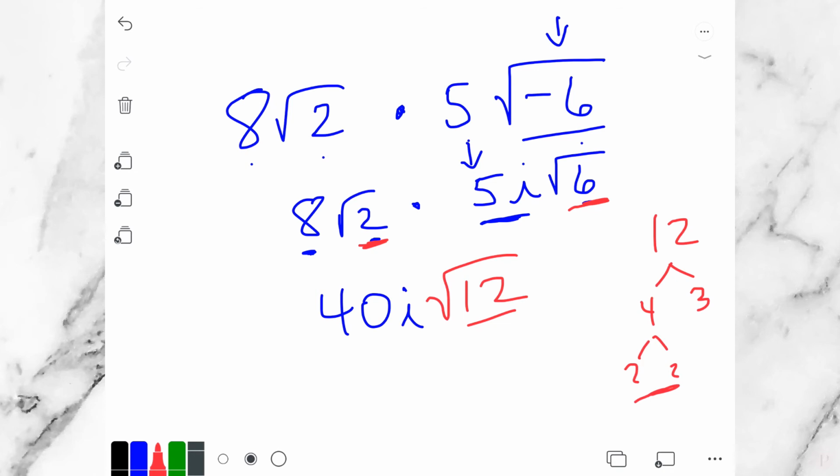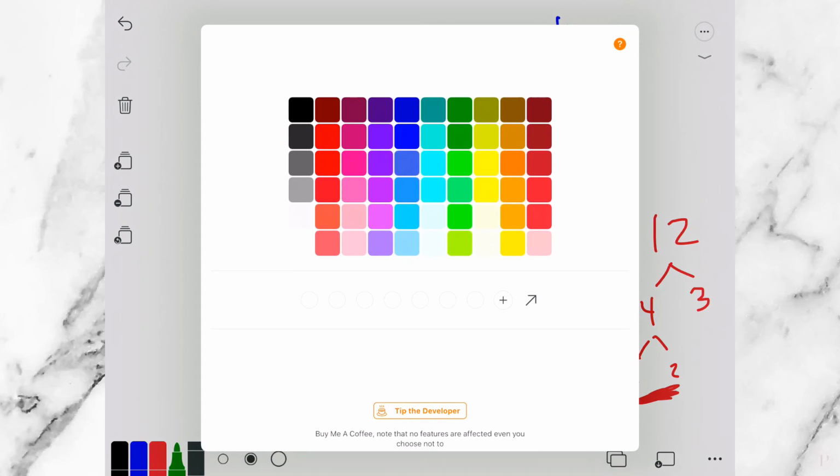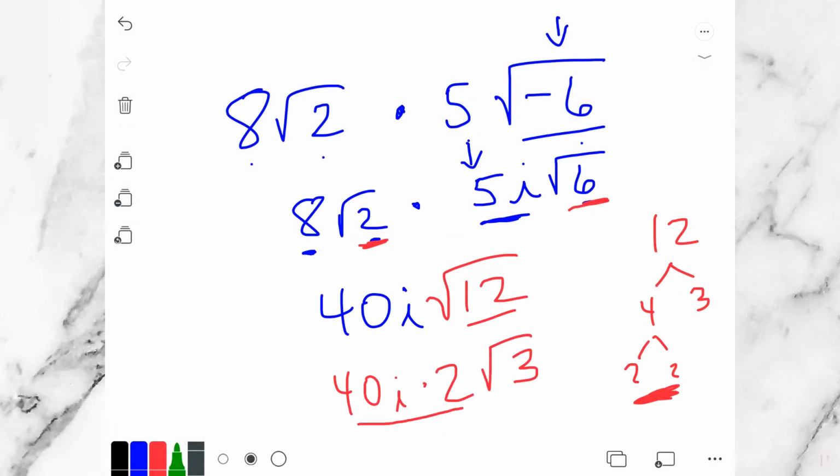So that's going to become, we still have 40i. We have 2, because we had the pair of 2's, on the square root of 3. That was left, so it's going to stay. Last thing, go ahead and simplify it. Okay, that's going to give me 80 eyes. 80 eyes probably means about 40 people, doesn't it? So that's going to be 80i on the square root of 3. Final answer.